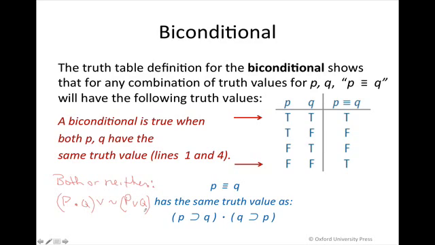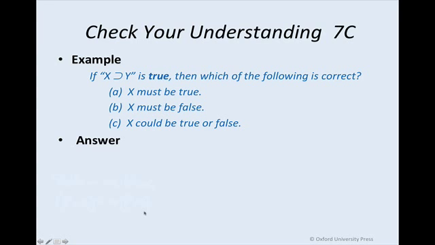Okay, so now we can take a look at the truth table. Notice that the biconditional, the triple bar, is true when the values are equal or the same. Okay, let's do some practice.